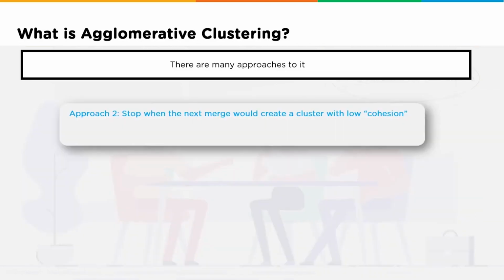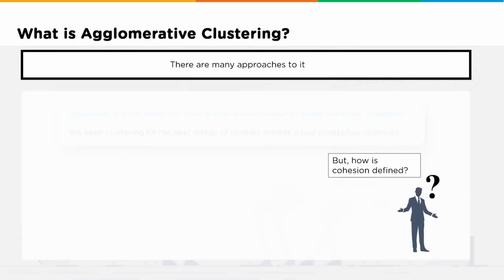The second approach is to stop when the next merge would create a cluster with low cohesion. So we keep clustering until the next merge of clusters creates a bad cluster with low cohesion. That means the point is so close to being between two clusters that it doesn't make sense to bring them together. But how is cohesion defined? Let's dig a little deeper into cohesion.